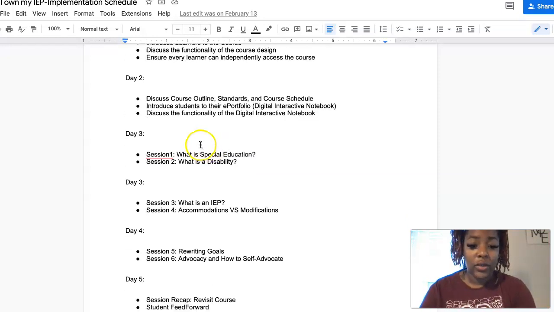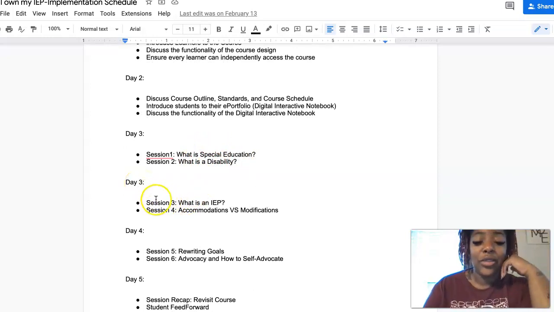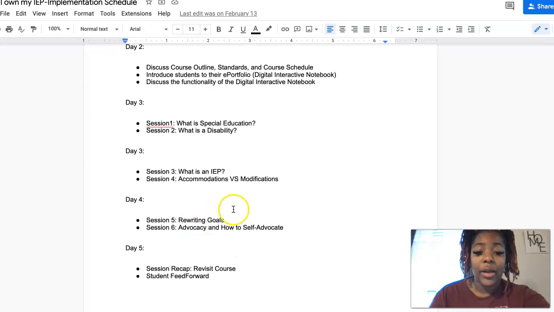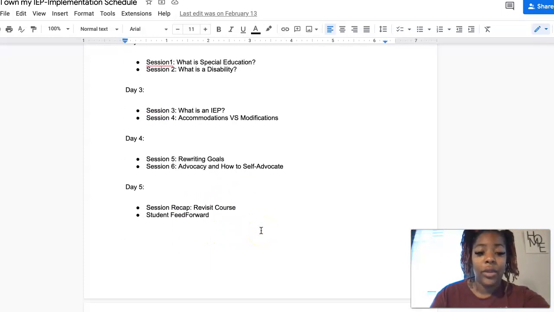In day 3, session 1, what is special education, what is a disability? Session 3 and 4, what is an IEP and accommodations versus modifications? Day 5, rewriting goals, and session 6 is advocacy, how to self-advocate. These days are a little mixed up.